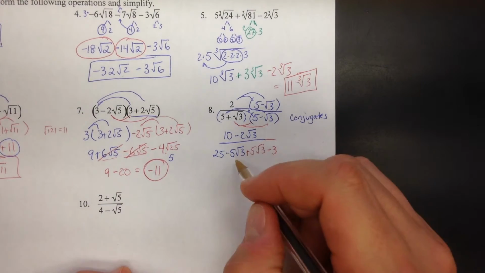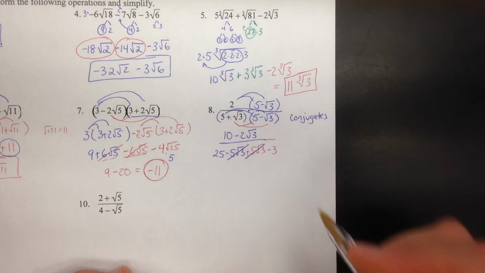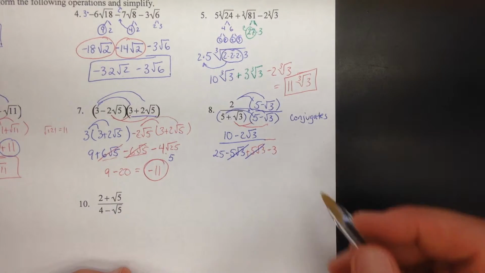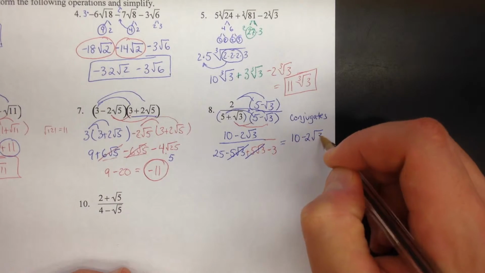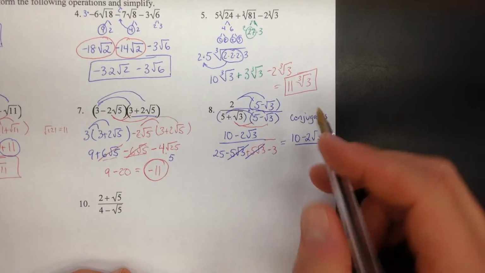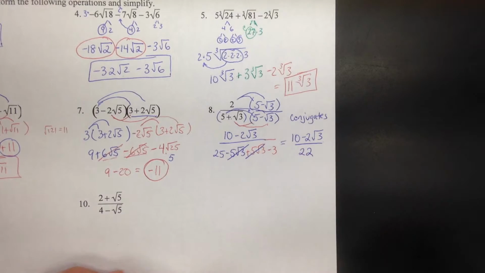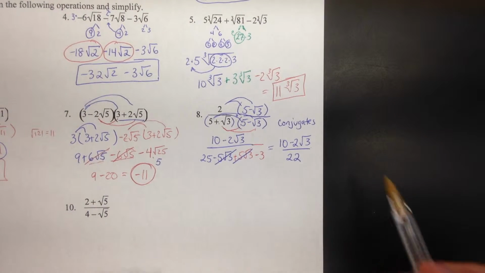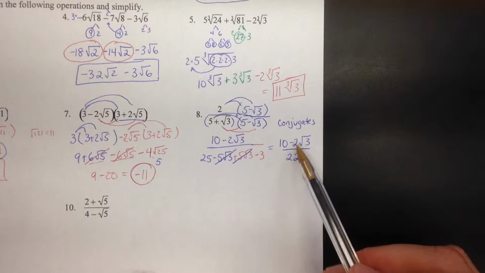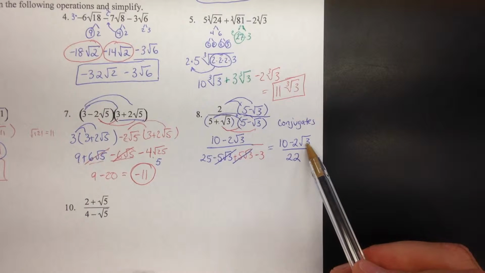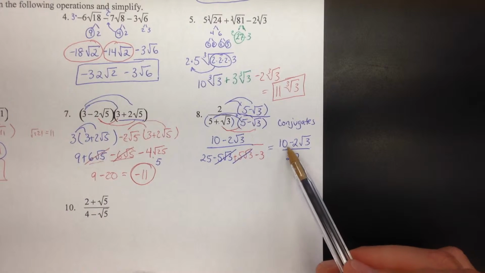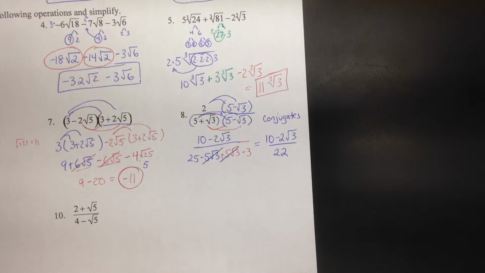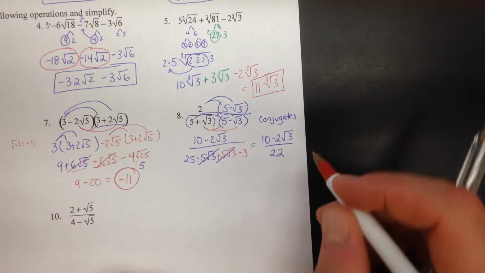Okay, now the middle terms, negative 5 root 3 plus 5 root 3 is 0. That's gone. So what we get, the numerator is 10 minus 2 square root 3. The denominator is 25 minus 3, which is 22. Last question to ask yourself, when you look at the outside numbers, not the square root of 3, everything else, is there anything that we can divide into all of these? We can reduce. In this case, yes, each of these is divisible by 2.